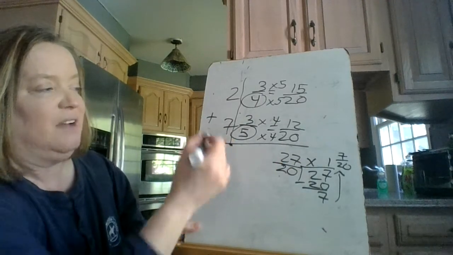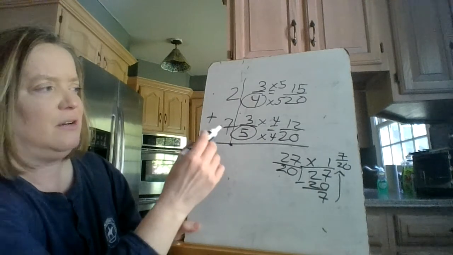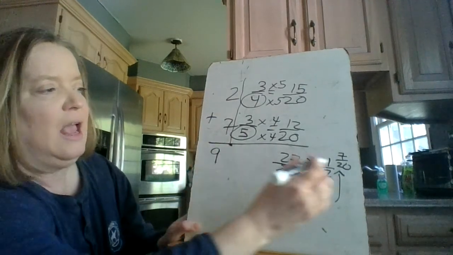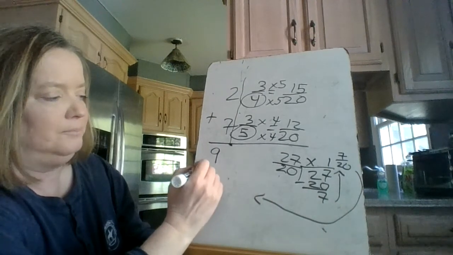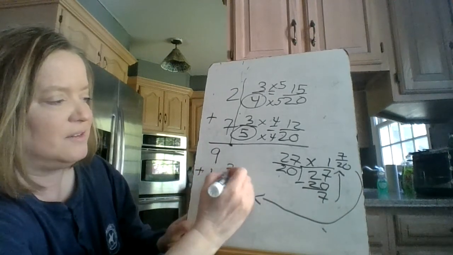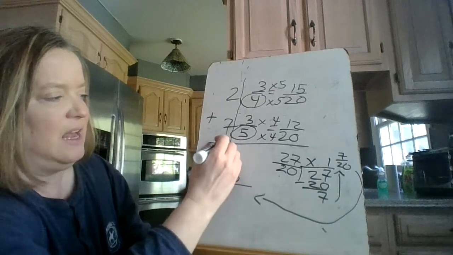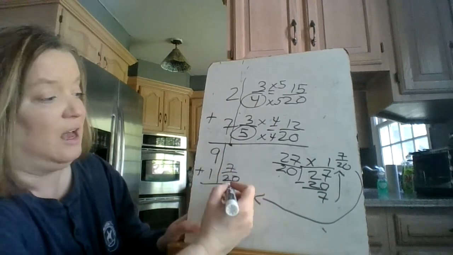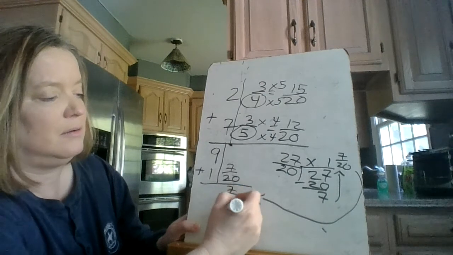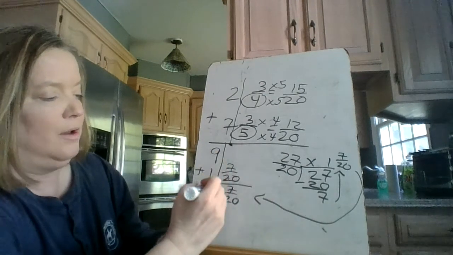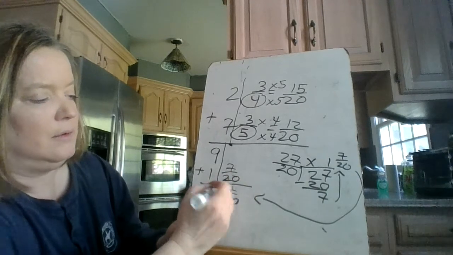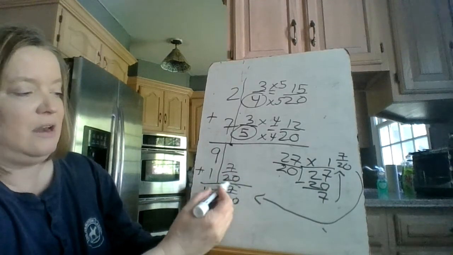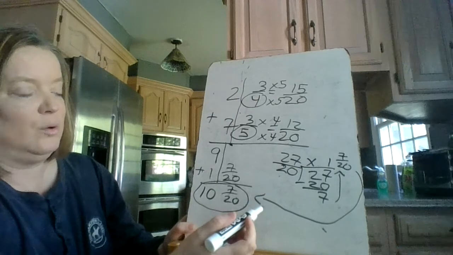But I still have to add my whole numbers here. So 7 and 2 is 9, and then I'm going to bring this over and add on the 1 and 7/20. Again, if I have them stay in their own lane, 7/20 and nothing is 7/20, and 9 and 1 is 10. So my final answer is 10 and 7/20.